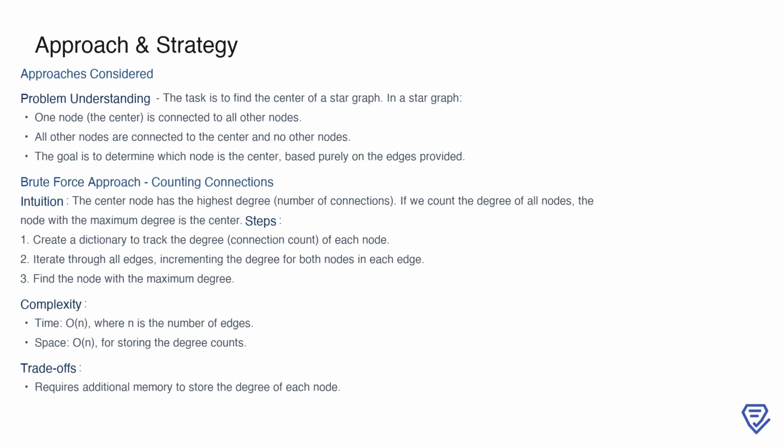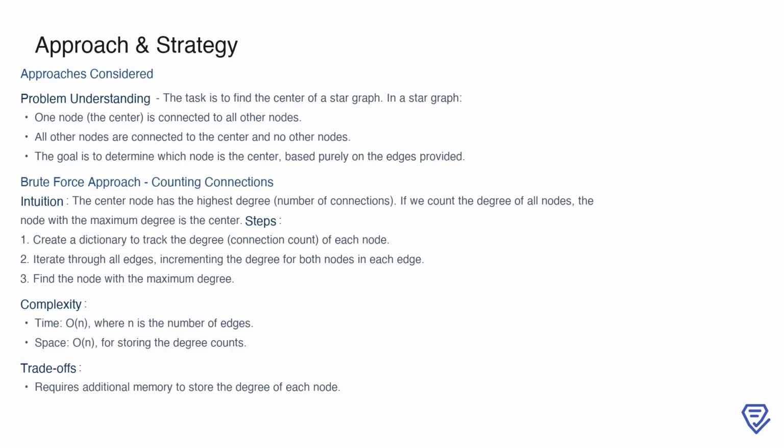To solve the problem of finding the center of a star graph, we first need to fully understand its structure. In a star graph, there is exactly one central node that connects directly to all other nodes, and none of the outer nodes connect to each other. Our goal is to identify this central node using only the edges provided. One way to approach this is through a brute force method by counting the degree of each node.